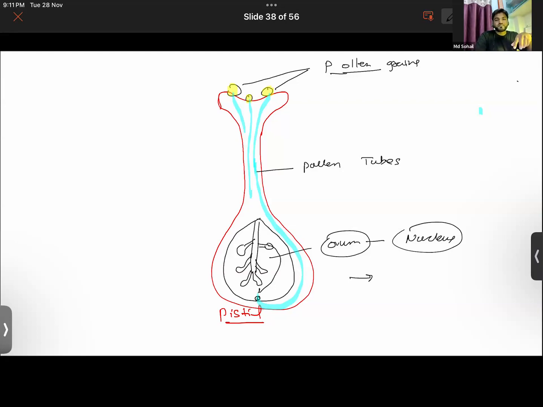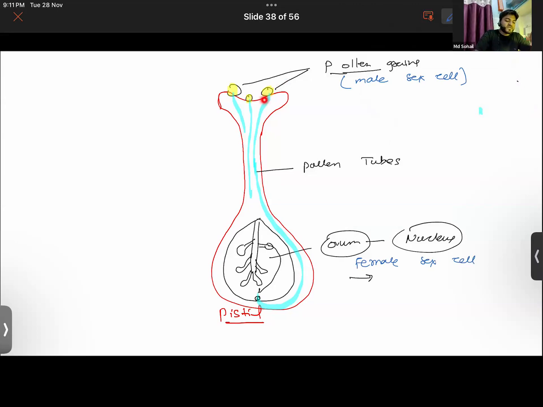Sir, can you explain it again? Sure. This pollen grain, what is it? It is the male sex cell, right? Getting it now? Yes, sir. And this here is the what? Female sex cell, right?